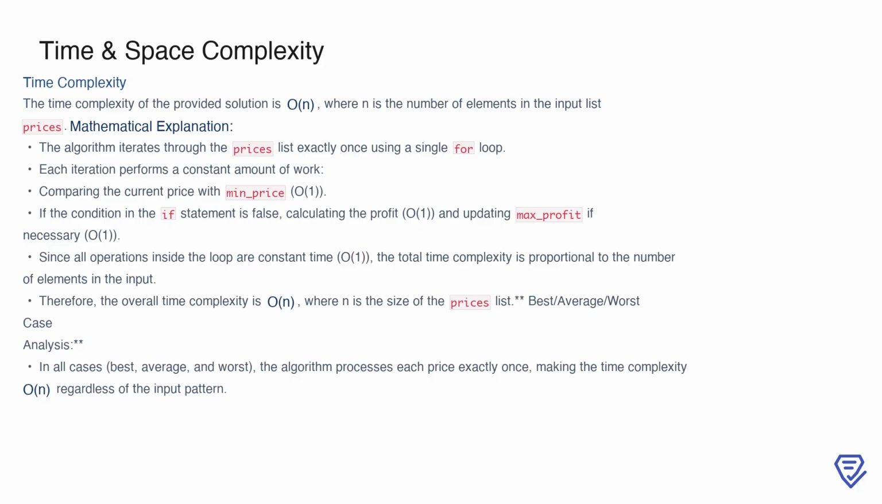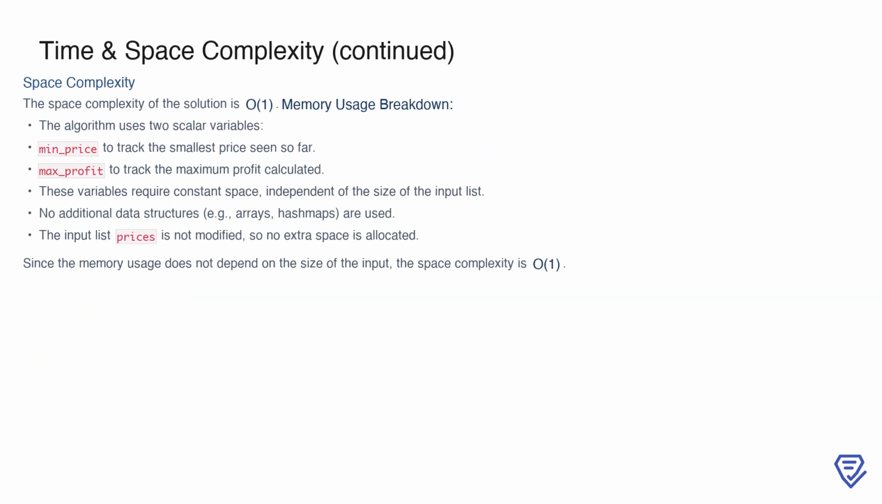This holds true for all cases, whether the input is best, average, or worst, because the algorithm consistently processes each price exactly once. Therefore, the time complexity is O(n), regardless of the input's pattern. The space complexity of this solution is O(1), meaning the memory usage does not grow with the size of the input list. This is because the algorithm only uses two scalar variables, min_price to keep track of the smallest price encountered so far, and max_profit to store the maximum profit calculated.